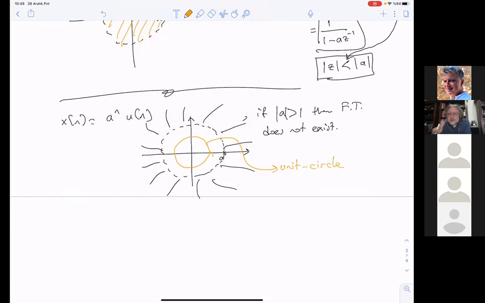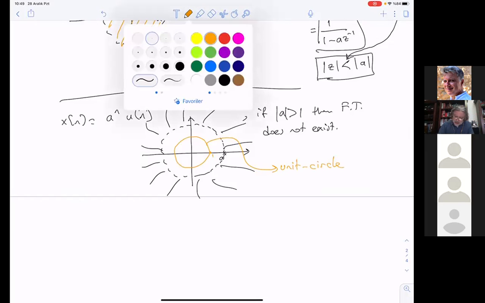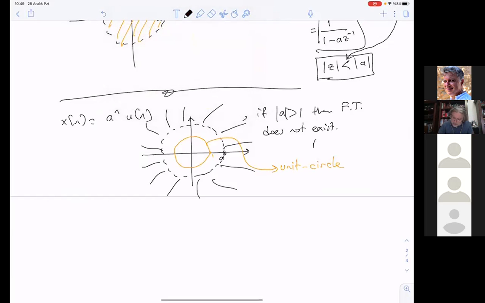It may be faint, but I'm also reading it. I wrote unit circle. So this unit circle, as you see, is not in the region of convergence because the region of convergence is outside of A, and A is greater than 1. Therefore, that region of convergence does not include the unit circle. That's why we don't have a Fourier transform.